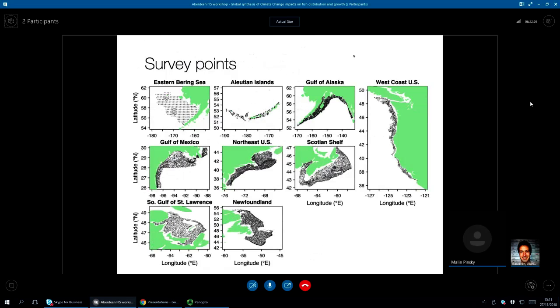If we look across all the surveys that I showed you some data from yesterday, we can get a sense of what the spatial footprints of these surveys look like. Eastern Bering Sea stands out as an area. They do actually have strata, but rather than a stratified random design, it's a stratified fixed design. So they go back to the same points every year rather than a random point within each stratum.